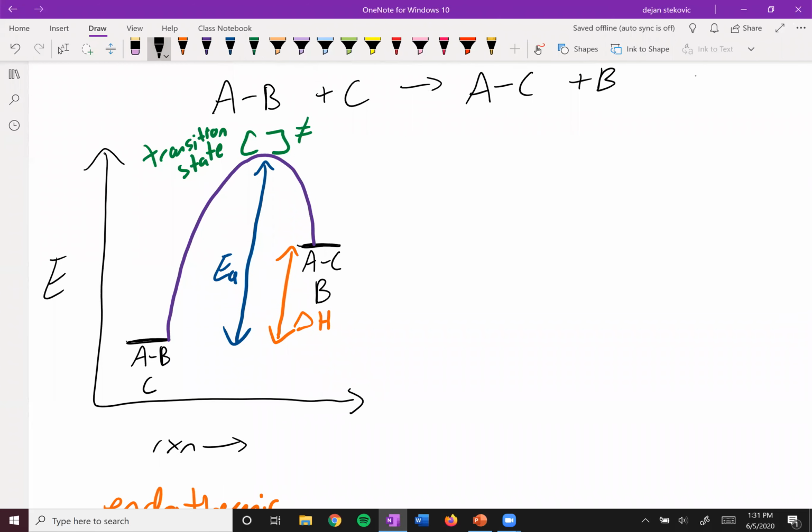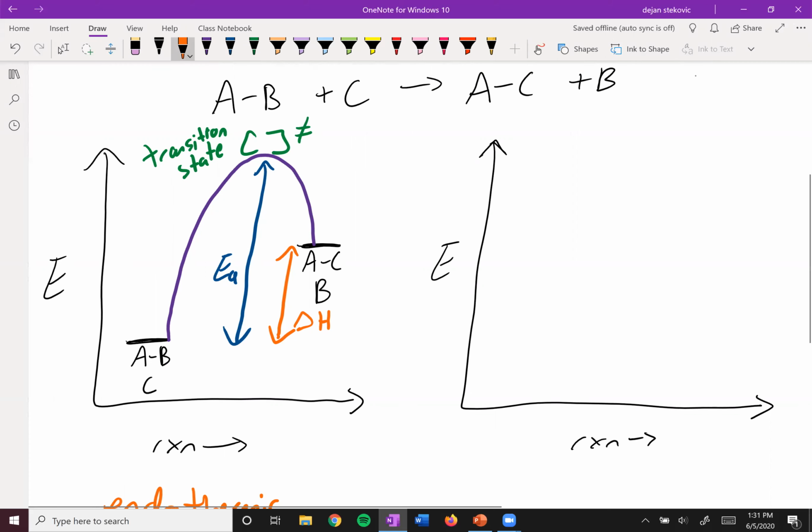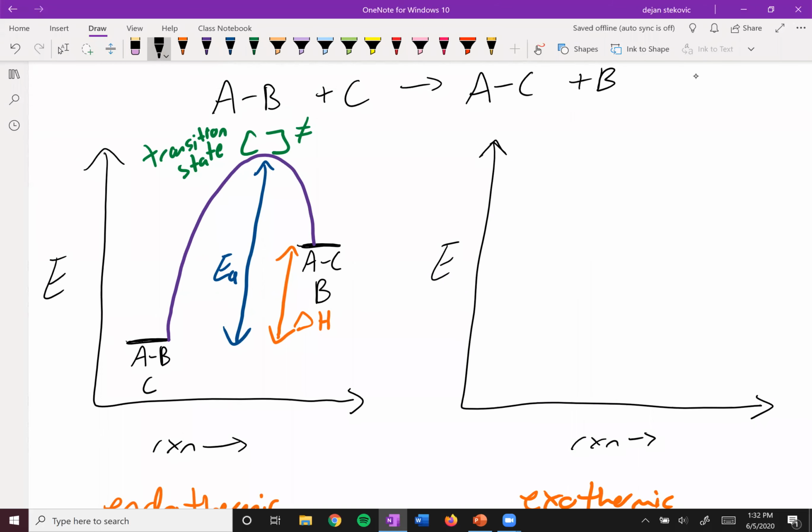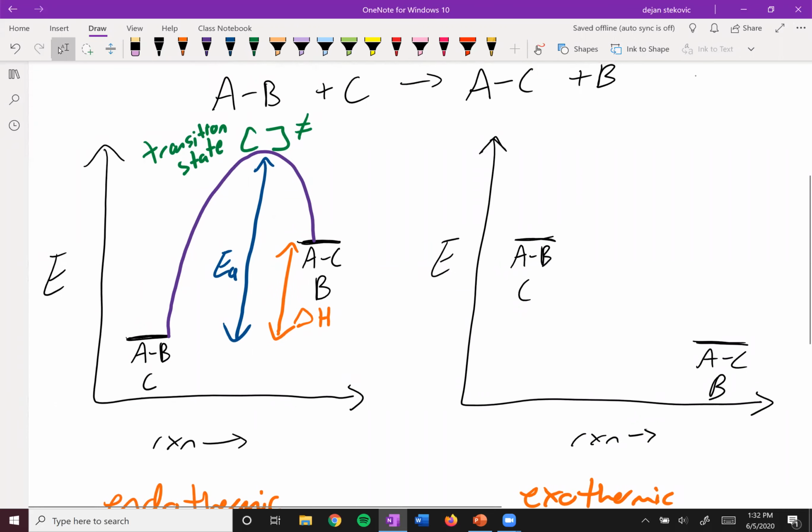Let's check out an exothermic reaction. It is slightly different. So we'll have energy here, reaction. We're going to call this one exothermic. And so our reactants will be higher in energy than our products because we're losing energy. So up here we have A, B, and C, and then here we have A, C, and B. Again, the gap between the product and the reactant is our delta H, our enthalpy of reaction.